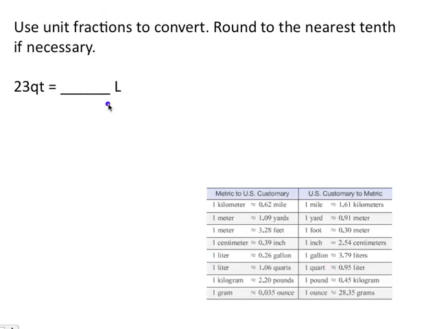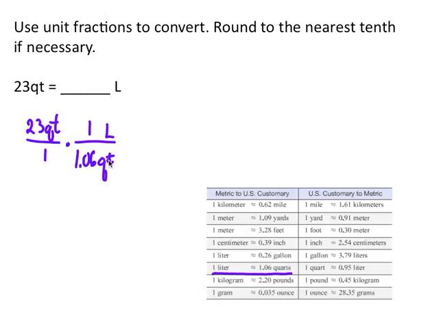So when you're doing 23 quarts and we want unit fractions, you put that over 1. And we're going to multiply it by this unit fraction that needs to have quarts on the bottom and liters on top. So if we come over here, we look for quarts and liters. We've got one right here. 1 liter is about 1.06 quarts. So 1 liter, 1.06.